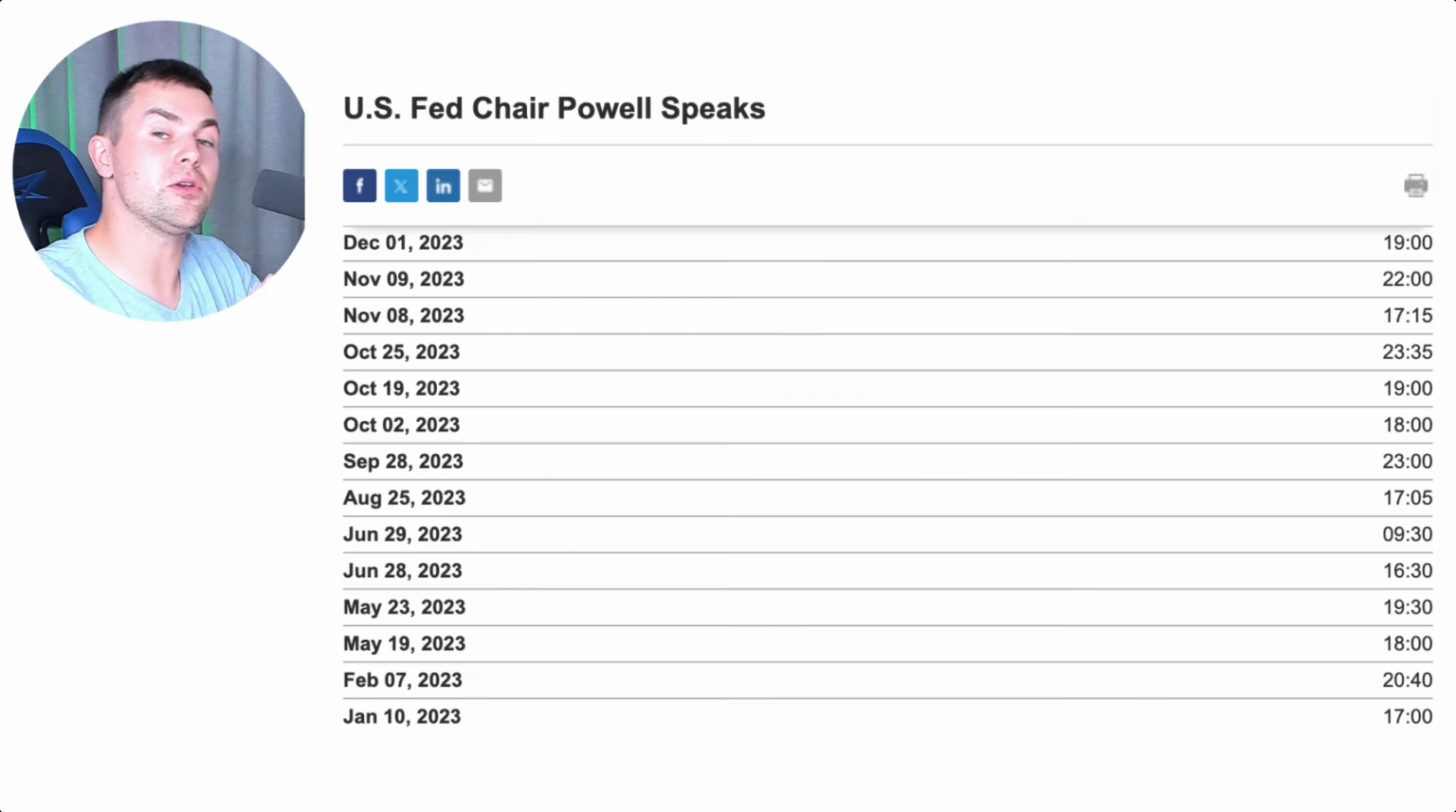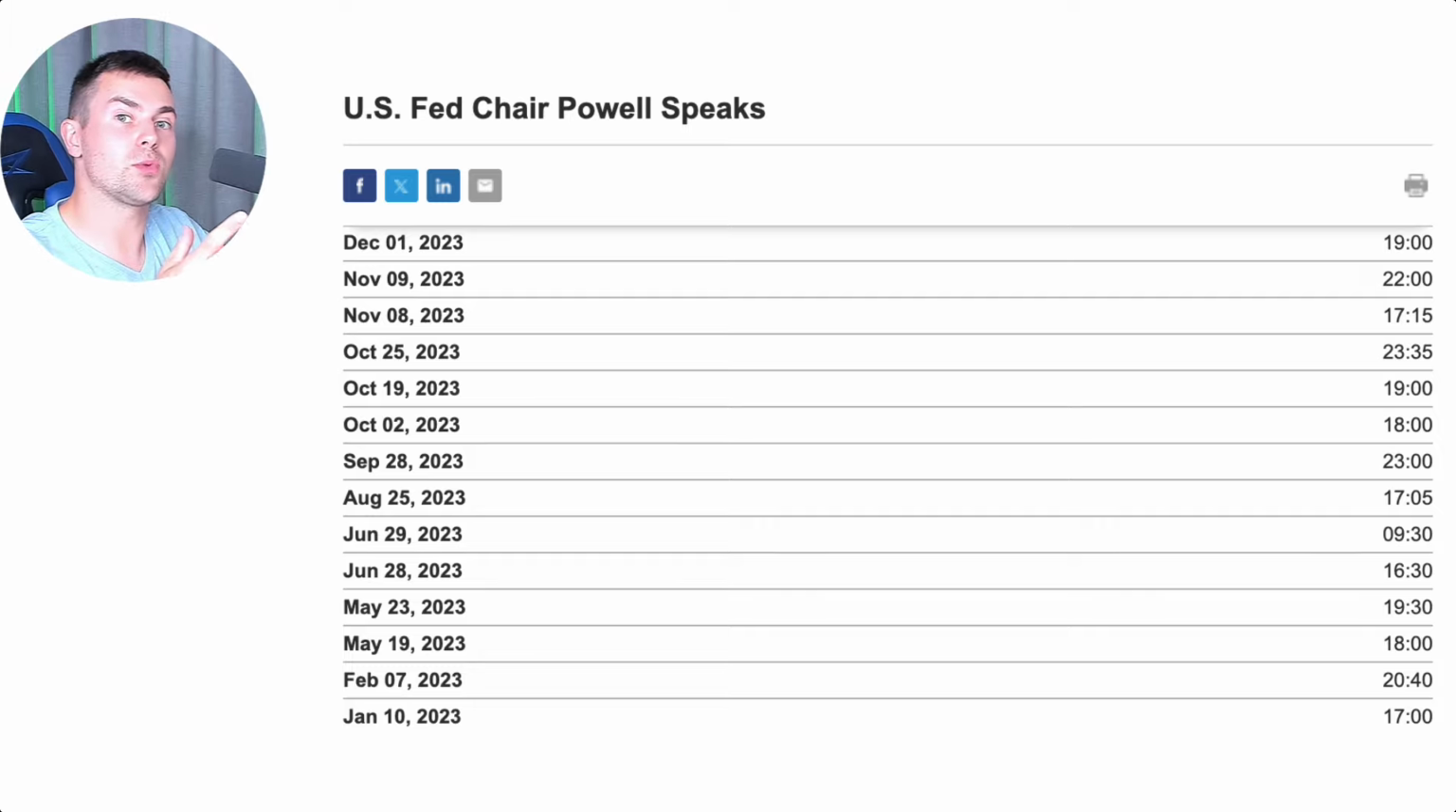Now look at the schedule of Fed Chair Powell's speeches in 2023. While his speeches were very regular throughout the year and could occur as often as 3 times in a single month, you can observe that there were just 3 speeches in summer: 2 speeches in June, and 1 speech in August. And there were no speeches in July. Powell's speeches may affect the market significantly, causing impulsive and volatile movements.